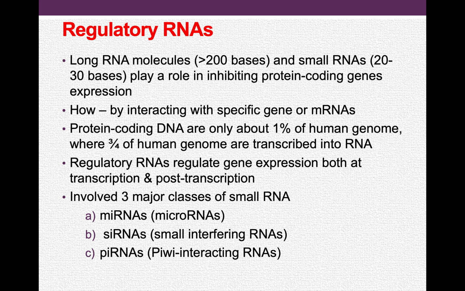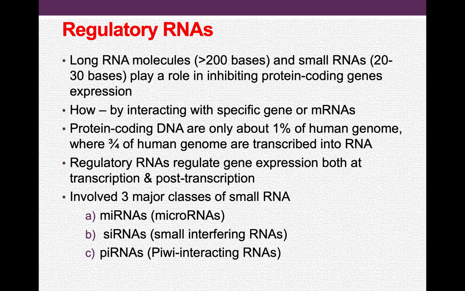Now, what happens is that there is a lot of regulatory RNAs involved for the nuclear transfer. So we have various kinds of RNA molecules, long or small, depending on the sizes, and they play roles in inhibiting protein coding gene expression. This is done by interaction with specific genes or mRNAs. And again, just to cover on this, it's actually a very long process, so we're just going to go very simple, a summary of it.